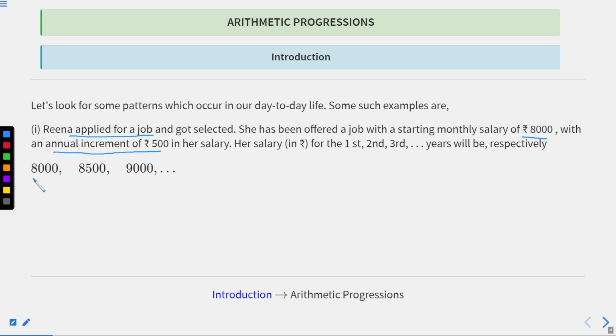In each year 500 will increase. So in the first year our salary is 8,000. In the second year her salary is 8,500, and in the third year her salary will be 9,000. Here you can see some patterns. The second term is obtained by adding 500 to 8,000, and the third term 9,000 is obtained from the second term plus 500. So here you can see a pattern.